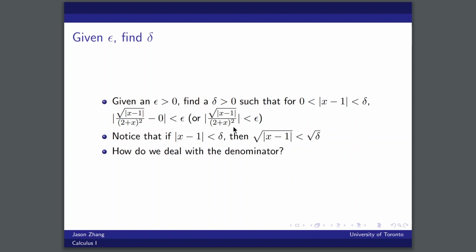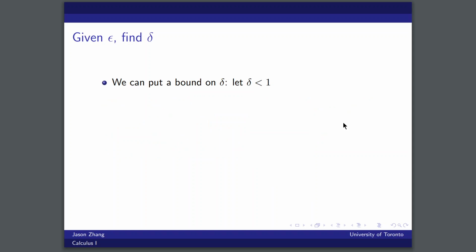And now we want to deal with this denominator. Again, we have our numerator in a relationship to delta. How do we deal with this denominator of 2 plus x squared? Because it doesn't seem like we can really massage much out of this x minus 1, right? In order to do that, we can put a bound on delta. So let's just say delta is less than 1. This is totally arbitrary, but it's just what I did because the number 1 is nice and small.